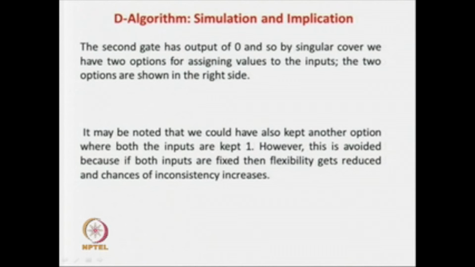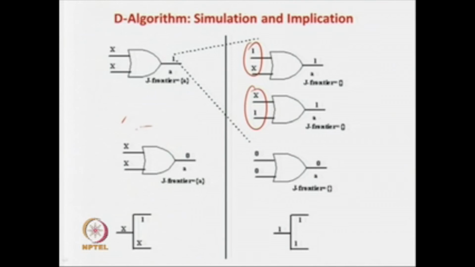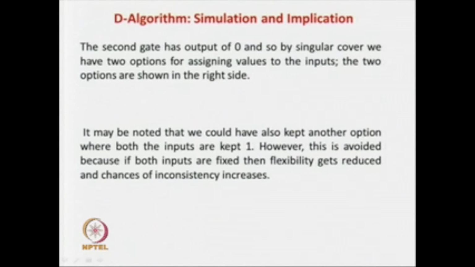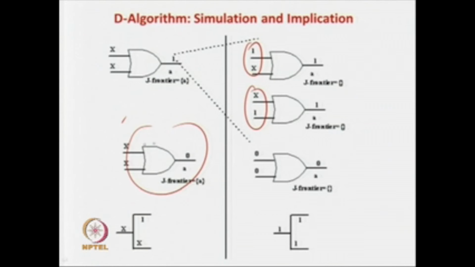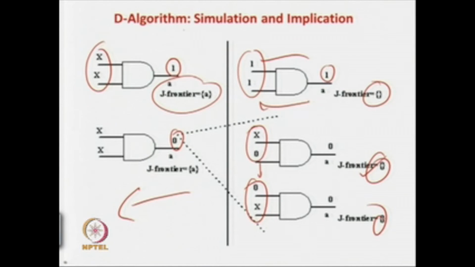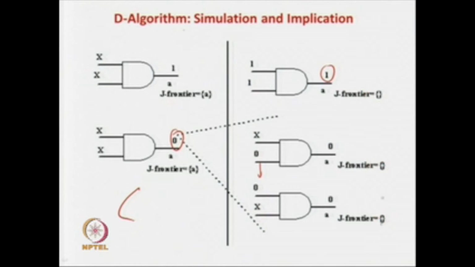So, this is what is being said. The second gate has output 0. By singular cover we have 2 options for assigning the value to inputs; the 2 options are shown on the right side. We are talking about these 2 gates actually. They are talking about this general case, that the second AND gate has its output 0 over here. So, there we have 2 choices.